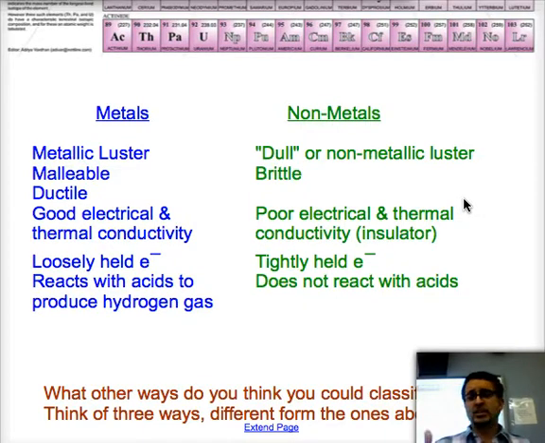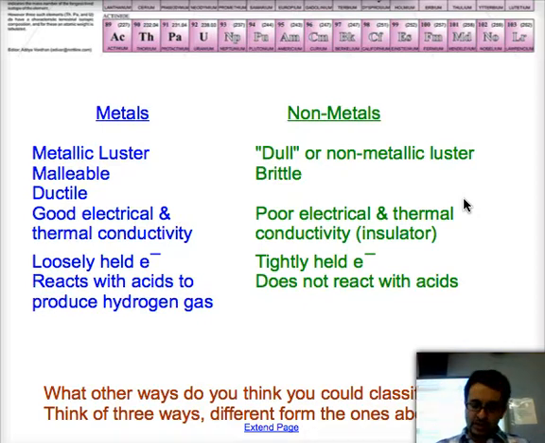Nonmetals, on the other hand, are dull. Some of them are dull. Some of them have non-metallic luster, so they're bright. I mean, a diamond is bright, but you wouldn't confuse the luster of a diamond with metallic luster. It's a very different type of luster. If you actually try to pound them or to squeeze them out, they're actually going to break, so they're brittle. And nonmetals are very good thermal and electrical insulators, so they are poor conductors of heat and electricity.